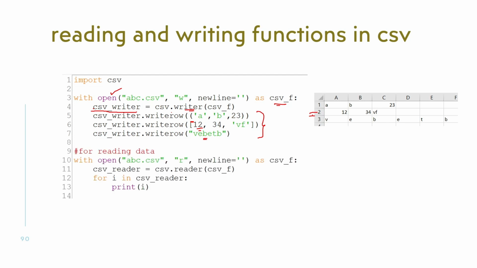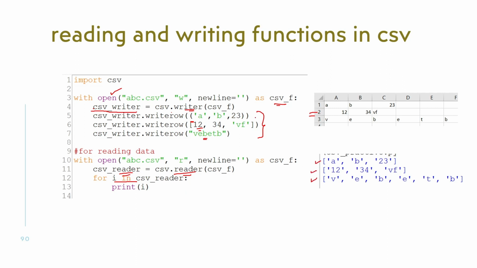Now when we try to read this data in the same program, we need to create a reader object. So with the help of the reader function, we need to create a reader object. Once we create a reader object, we need to fetch the data with the help of the reader object. So what will be the output of this program? The output of this program will be a list of strings.